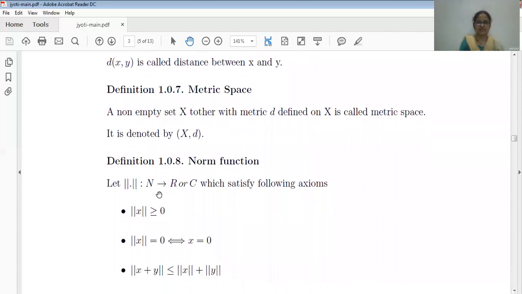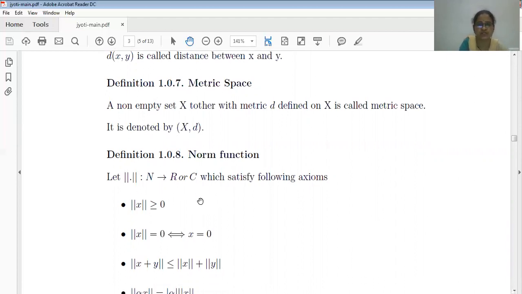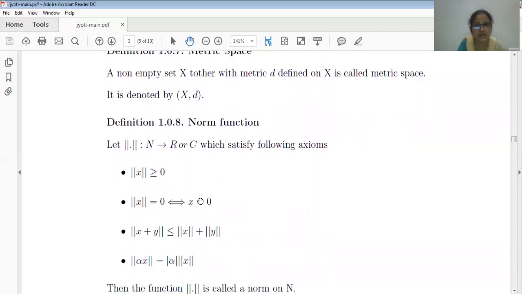Let us generalize the idea of a metric to a norm function, because in the metric function we don't have any idea about the distance under scalar multiplication of the vectors. So the fourth condition here is given by a norm function. Therefore, norm is again a distance, but instead of considering the distance between two points, it will give us the distance of a point from the origin. Therefore, norm, this is a symbol, norm from a non-empty set N to R or C, which satisfies the following axioms. First is norm of x is greater than or equal to 0. Distance is not negative. It is either 0 or positive.